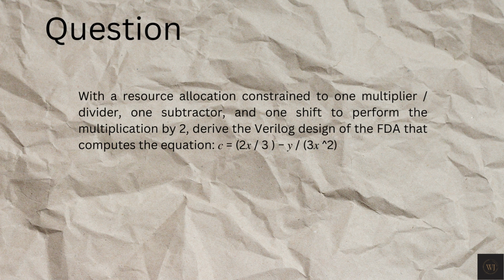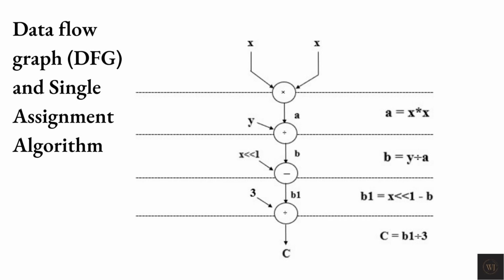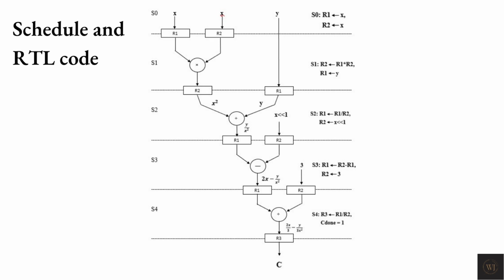This is the question that needs to be solved. With a resource allocation constrained to one multiplier/divider, one subtractor, and one shift to perform the multiplication by 2, derive the Verilog design of the FSMD that computes the equation C equals (2x divided by 3) minus (y divided by 3x power 2). Data flow graph, DFG, and single assignment algorithm need to be drawn to show a simple view on how to solve the problem. The schedule and RTL code show the detail of the resources that are being used and the number of states.